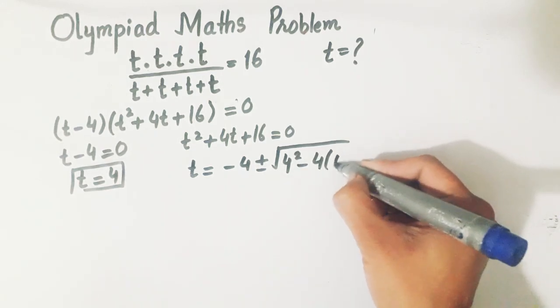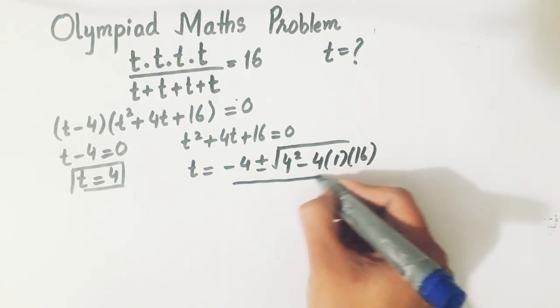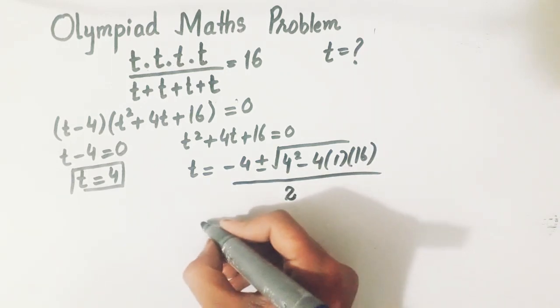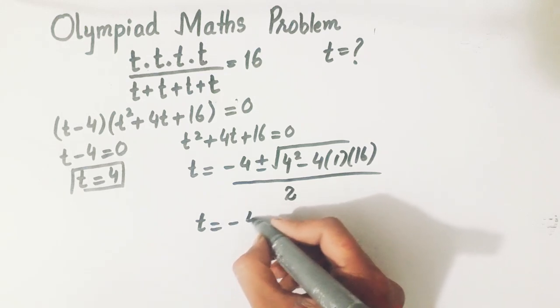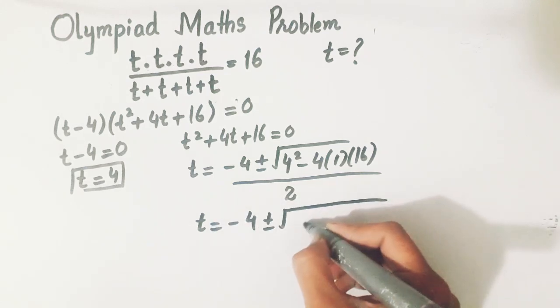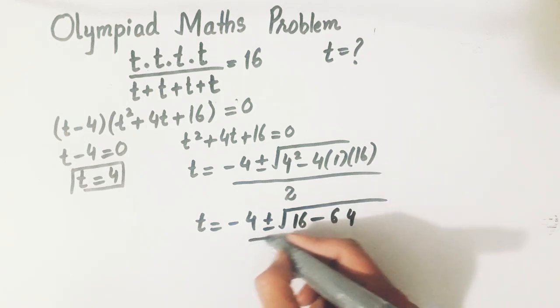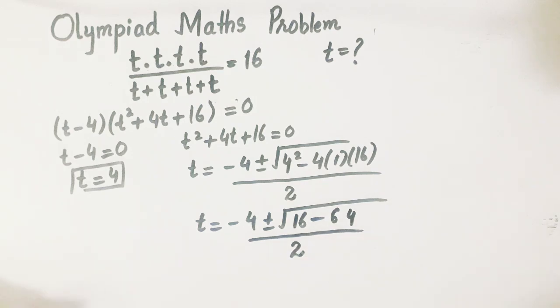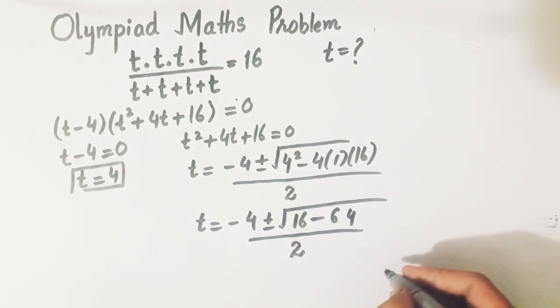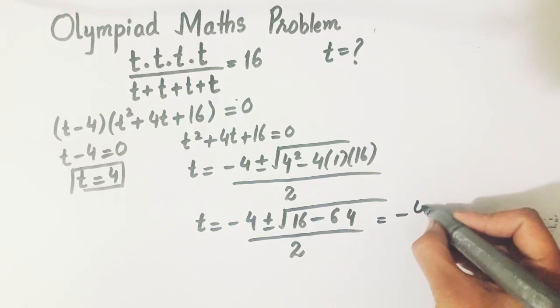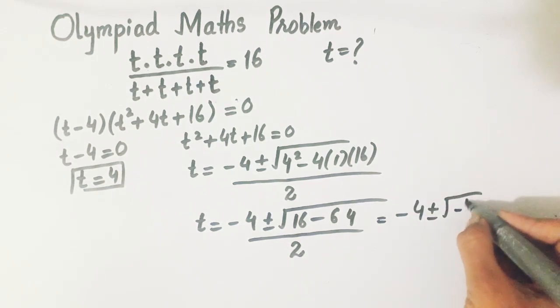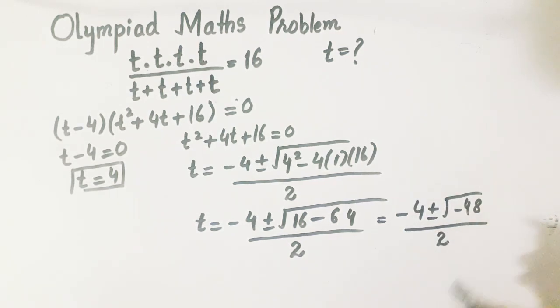minus 4 into a, where a is 1 and c is 16, divided by 2. So this will be minus 4 plus minus root of 4 square is 16 and minus 16 into 4 is 64, divided by 2. So 16 minus 64, that gives minus 48. So we have minus 4 plus minus root of minus 48 divided by 2. So this will be a complex root.